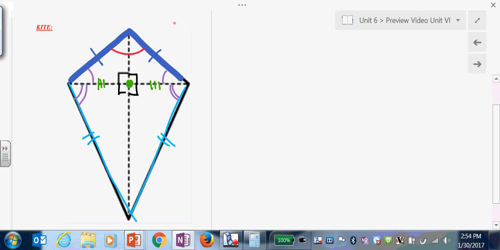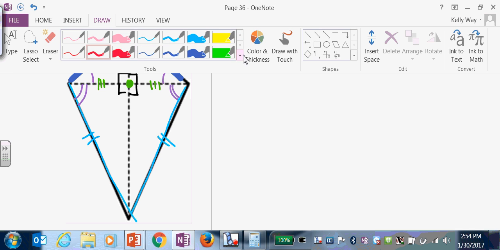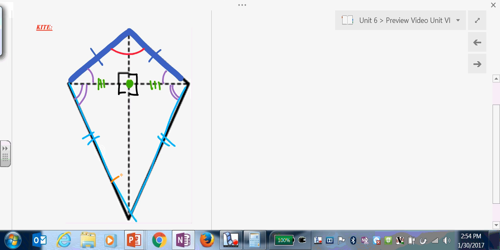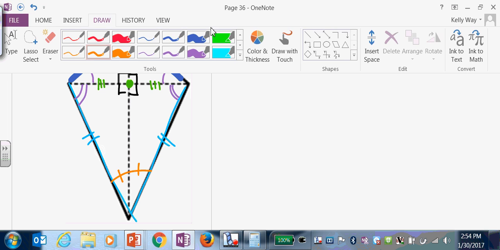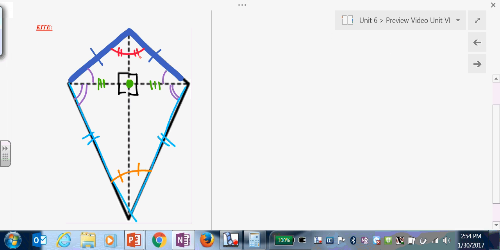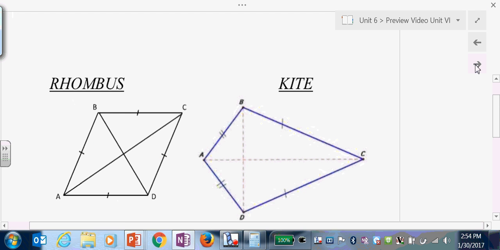Versus that red and orange angle, those aren't congruent, but they are bisected. So one set is congruent but not bisected, the other one is bisected and not congruent. So you got a ton of information when you have a kite.